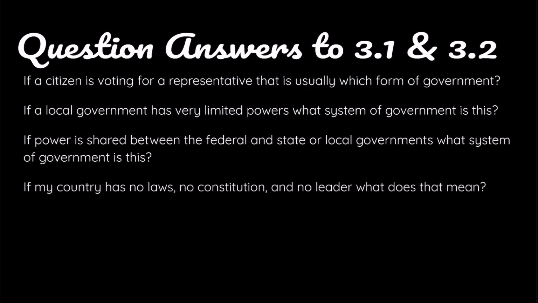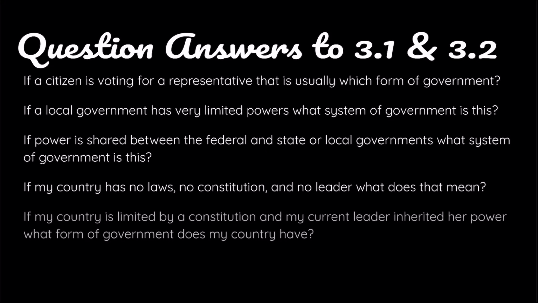Question 4 says, if my country has no laws, no constitution, and no leader, what does that mean? That means that your country is an anarchy. Question 5 says, if my country is limited by a constitution and my current leader has inherited her power, what form of government does my country have? Your country has a constitutional monarchy.